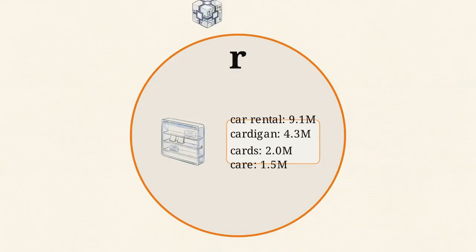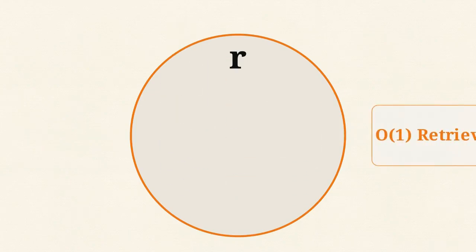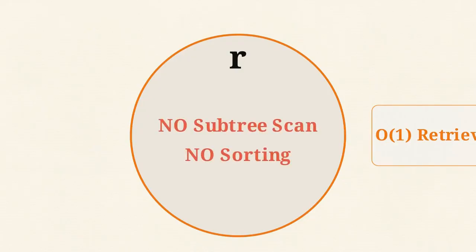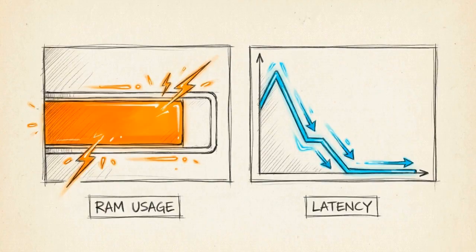When a keystroke reaches the R node, the algorithm stops. It executes an O(1) retrieval, grabs the cache table, and returns it. There is no subtree scan and no sorting. Storing duplicate lists of top suggestions at every single node requires significantly more RAM than a standard tree structure. By trading memory consumption for latency reduction, the system guarantees a sub-100 millisecond response, regardless of how massive the total dataset becomes.